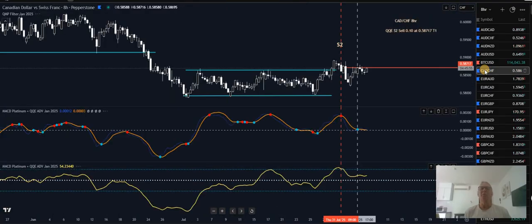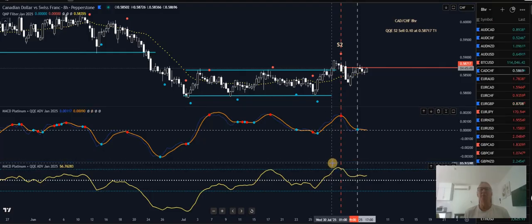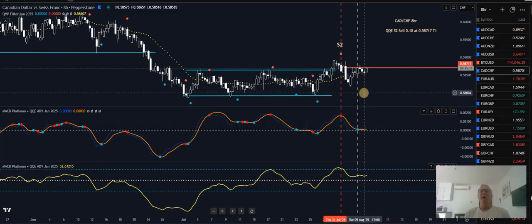Right, CAD Swiss. In a sell QQE, so price is above for the MACD. The QQE is above the 60 level, and we haven't come down to the 40 level yet. The reason there's a grey vertical line there is there's a blue dot on the MACD Platinum. It's probably not one I'm going to take because the MACD Platinum still hasn't come below the 0 level as yet, so it's not a valid signal.